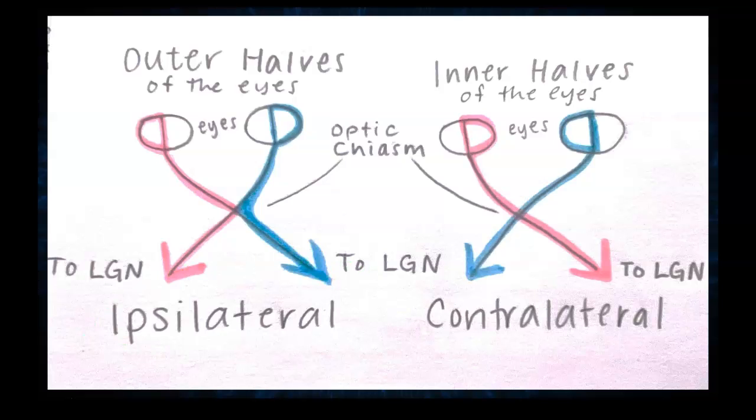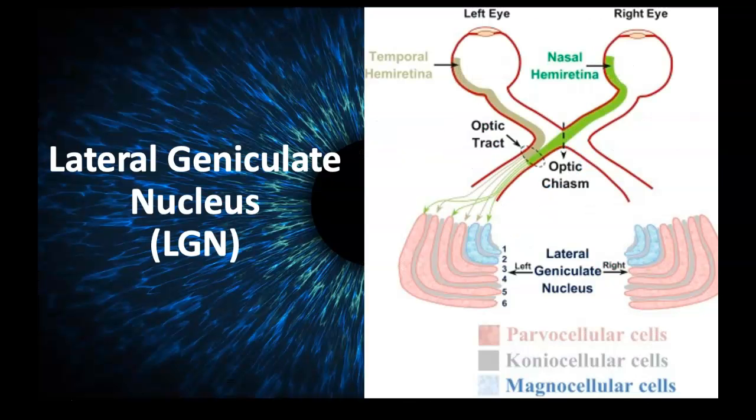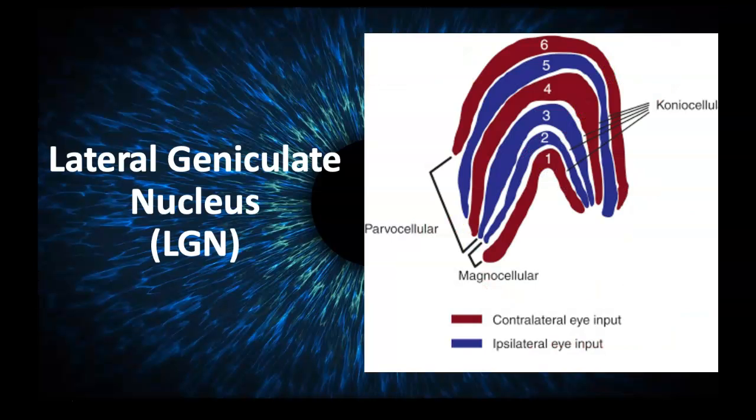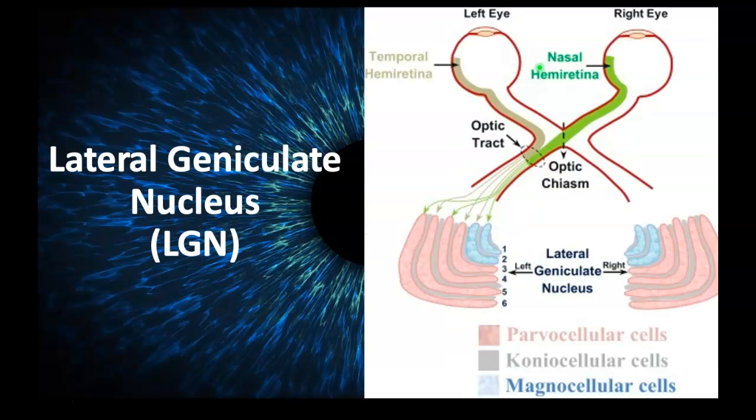Where do the signals go after they leave the optic chiasm? To the lateral geniculate nucleus. Information is sent to the LGN, which is part of the thalamus in the brain. It is made up of 6 layers. The first, fourth, and 6th layer receive contralateral signals, and the second, third, and 5th layers receive ipsilateral signals. The first and second layers are called magnocellular layers, and the 3rd through 6th layer are called parvocellular layers. Ventral to these layers is the coniocellular layer.